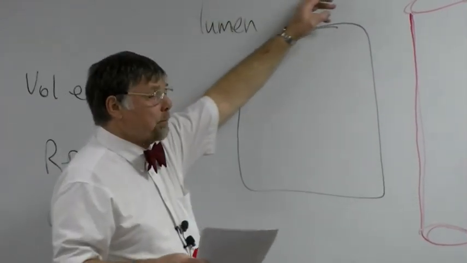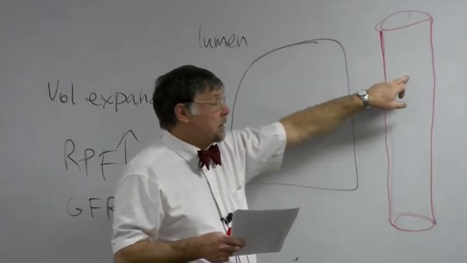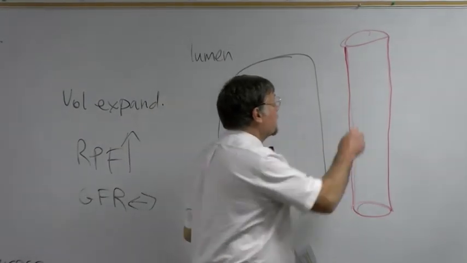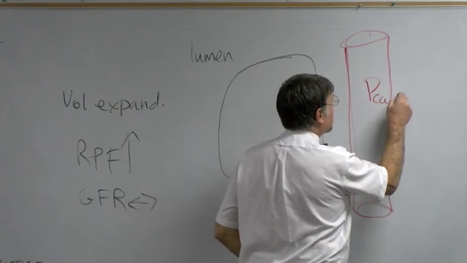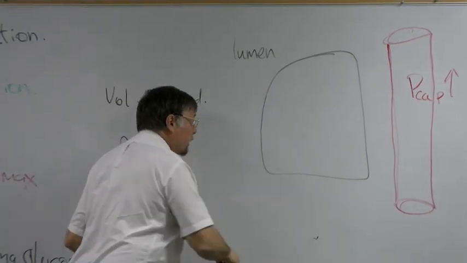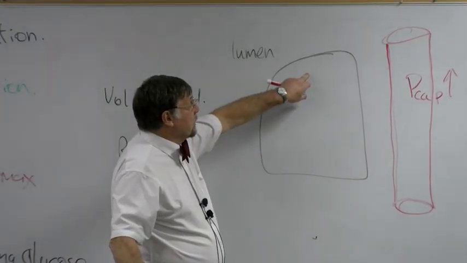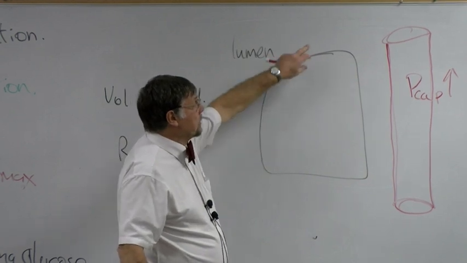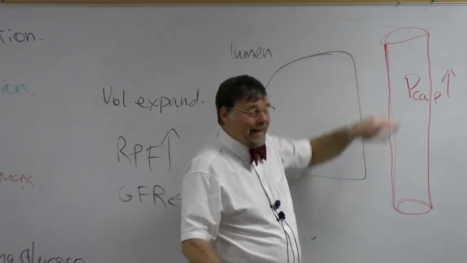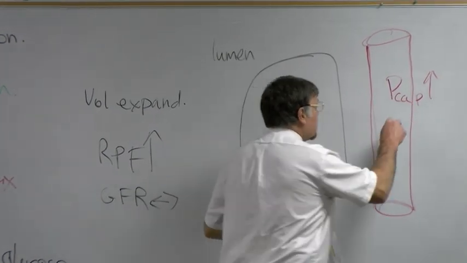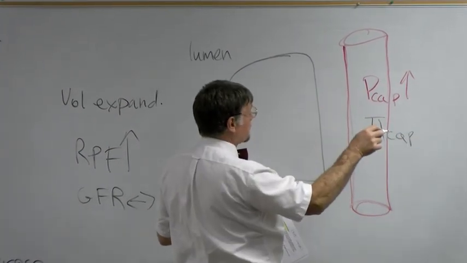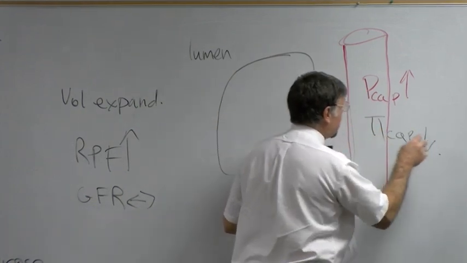So if we increase the renal plasma flow, then the hydrostatic pressure here will go up, yes? So P cap will go up. What will happen to the oncotic pressure? So if we filter the same amount, and we have more renal plasma flow, we've diluted the proteins less. And so pi cap will go down. Yeah, down. Okay.